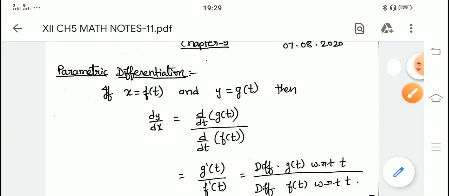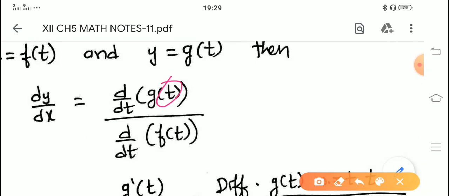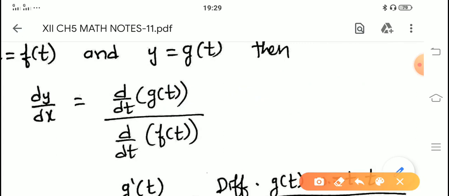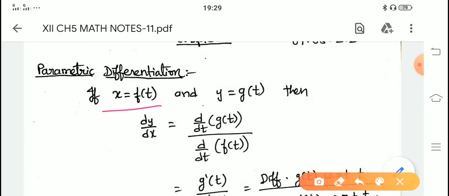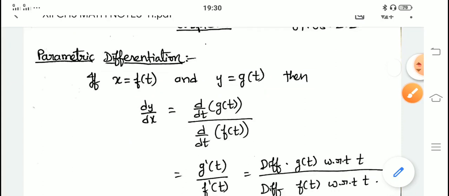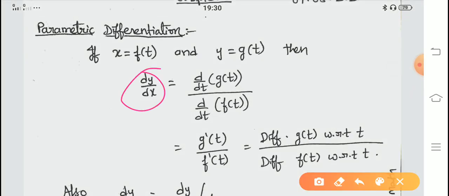Whatever we are taking as t now, that is called the parameter. So x is expressed in terms of t, y is expressed in terms of t. So x is f of t, y is g of t. Then what is dy by dx? When you want dy by dx, you differentiate y with respect to t and x with respect to t. d by dt of g of t by d by dt of f of t gives you dy by dx, which is what we wanted.